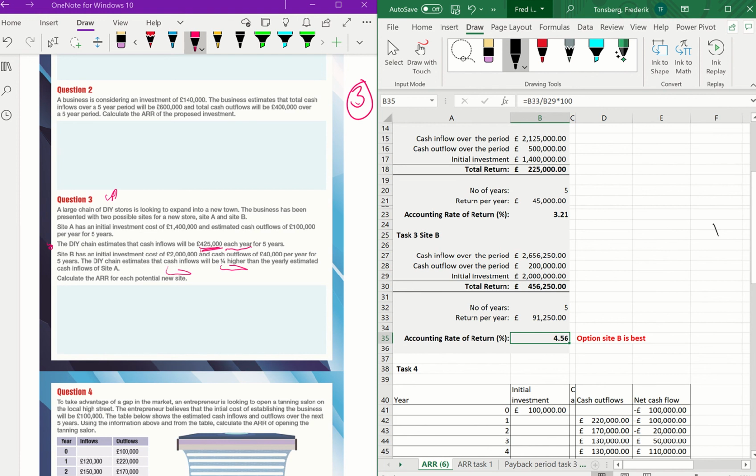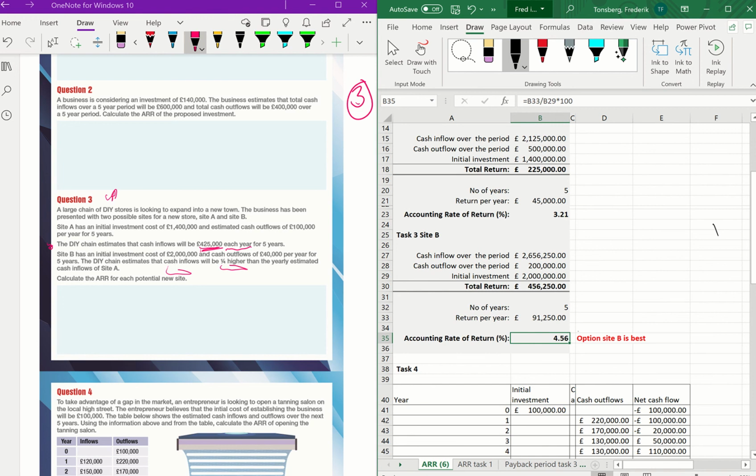So which option is best? Well, let's compare. Option A gave us 3.21% return. Option B gave us 4.56, so that's higher than option A. So therefore option B is best. So let's go with option B.